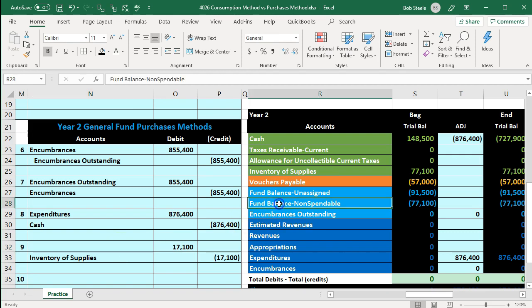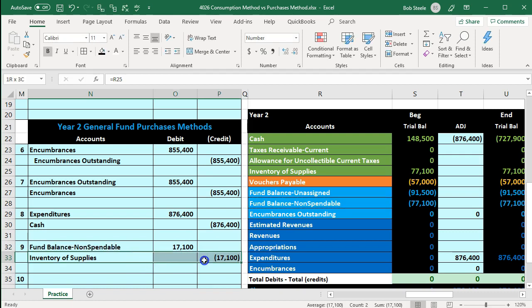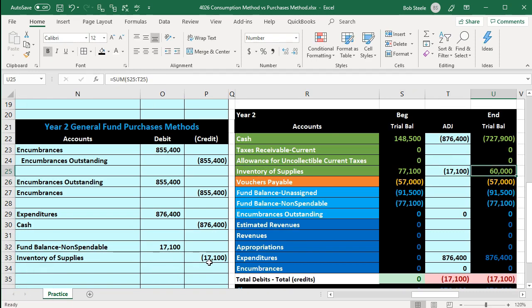We're going to put it into the equity account for the fund balance non-spendable. So we're going to put it to the equity account. This equals the non-spendable equity. And then when we record this, this is going to be the inventory. Here's inventory up top equals, this is the credit. And that'll bring us to what we would expect, the physical count, 60,000.